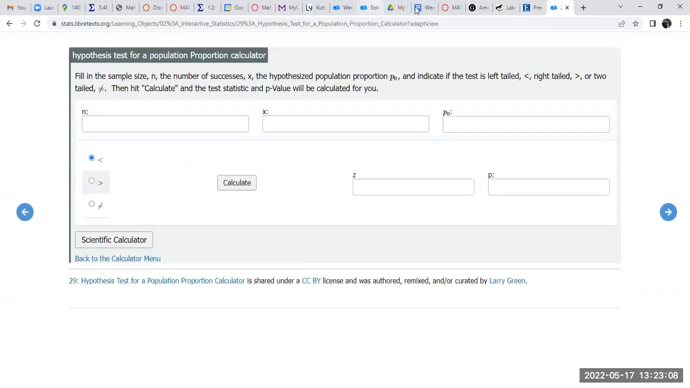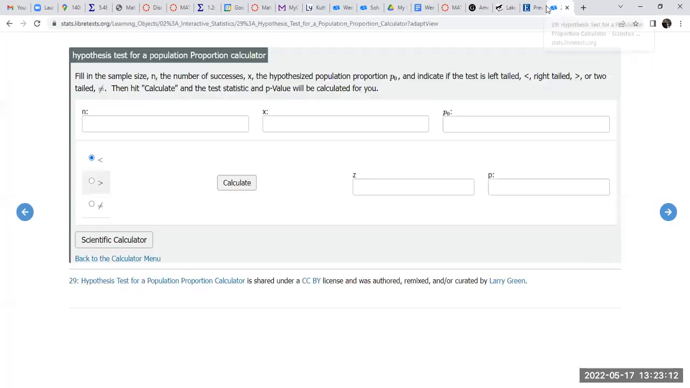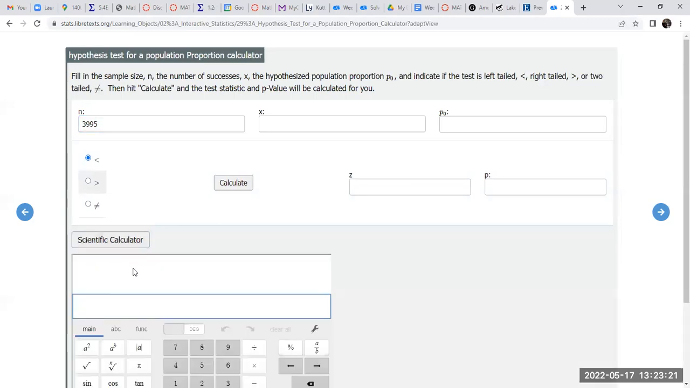Our N was 3,995. X, we're going to do a little bit of work on this. So let's go to scientific calculator. And if you take 3,995 and multiply it by 51%, which is 0.51, you get about 2,037. Always round to the nearest whole number. So 2,037.